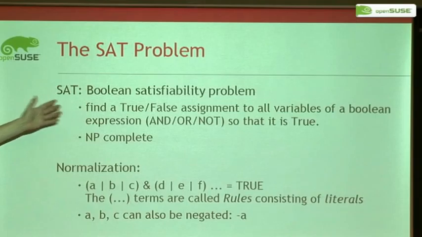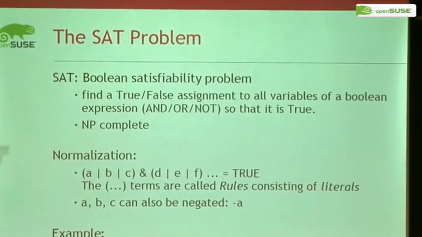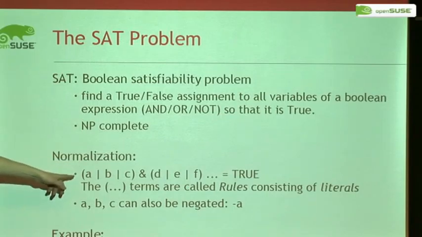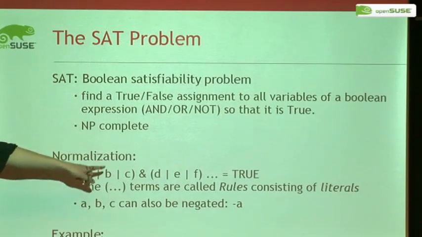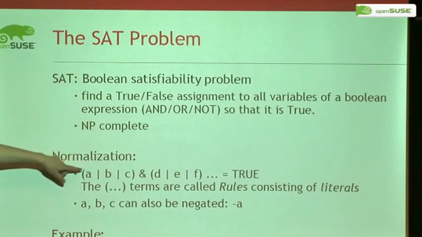Of course, an easy preprocessing step is normalization. So you have the big expression and you normalize it so that the expression now has this form. It is made of variables joined with OR, and of course you can have a negation here, and all the terms here are connected with an AND. So this is the normal form.